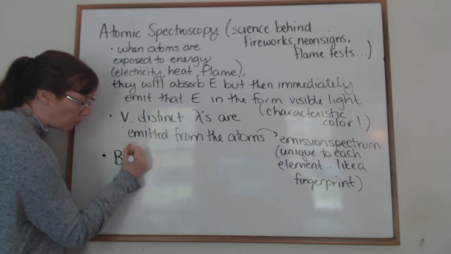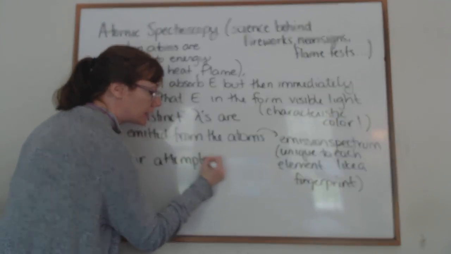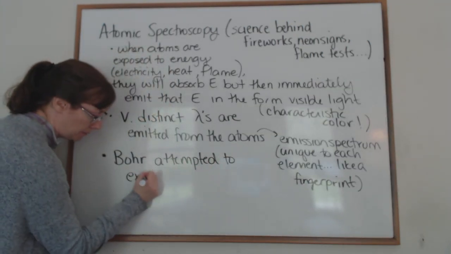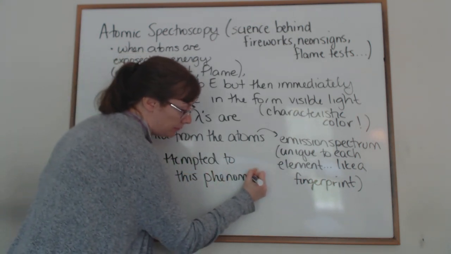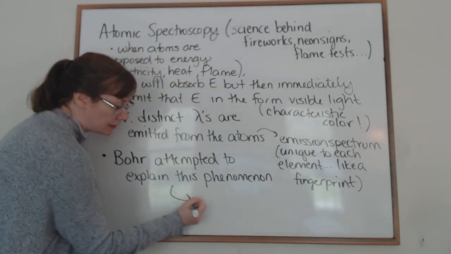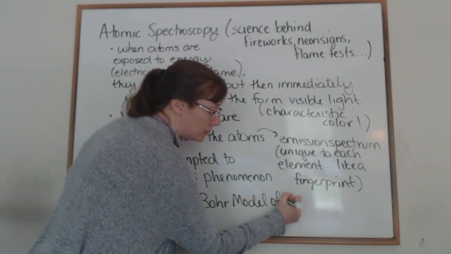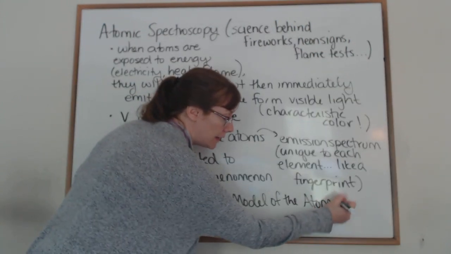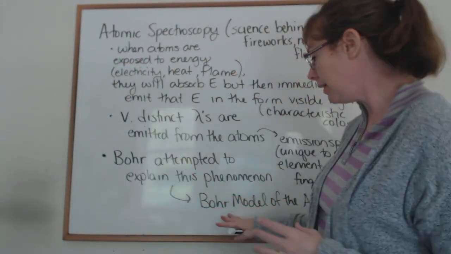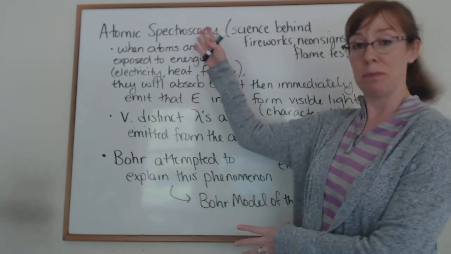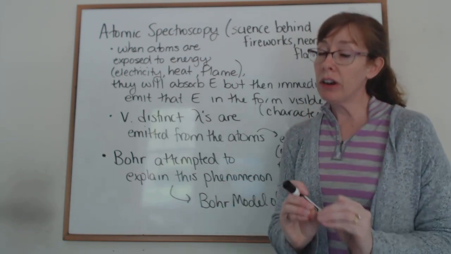there was a scientist called Niels Bohr. Bohr attempted to explain this phenomenon. And he did a really good job. And this led to what's called the Bohr model of the atom. Now, I introduced this last time in the previous video. The Bohr model of the atom is a very useful model of the atom. It actually does explain this phenomenon of these very distinct colors. However, it is not our current model of the atom.